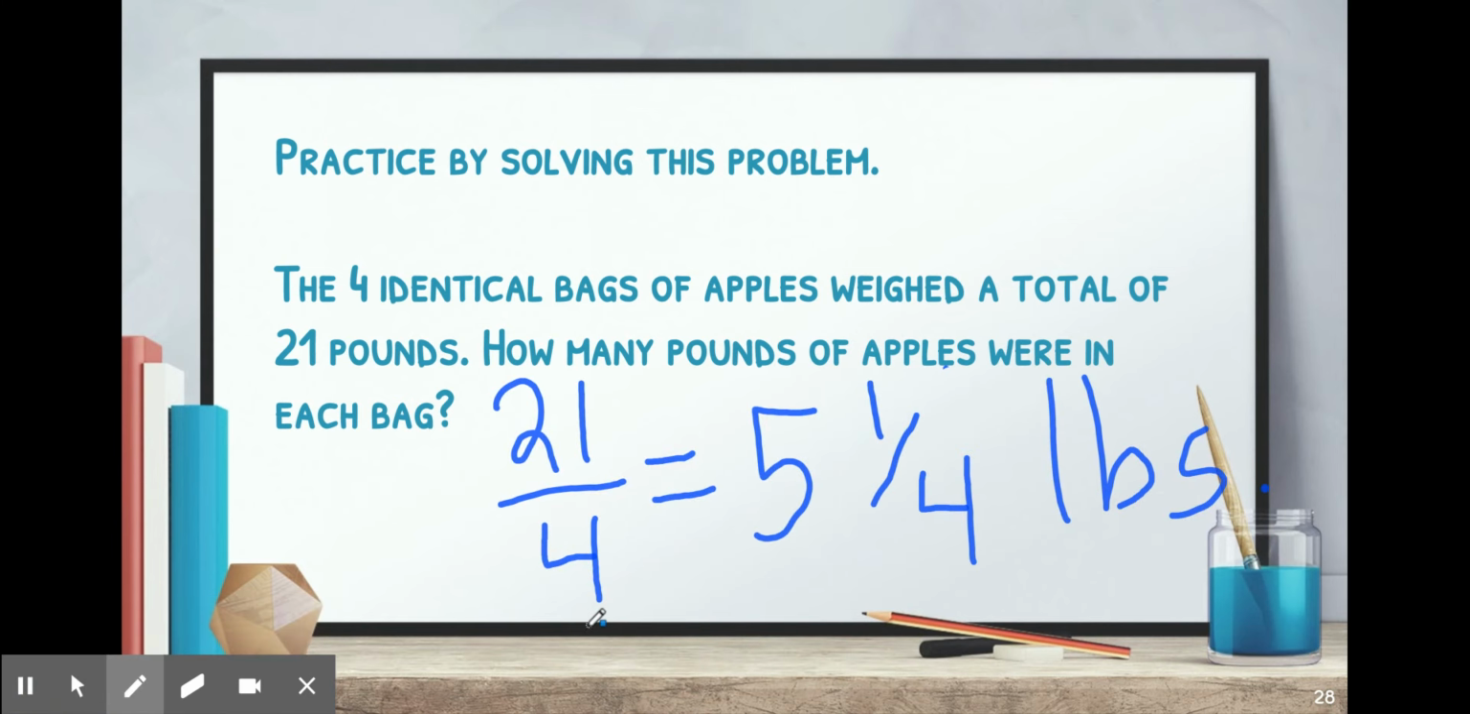This is a 21 divided by 4 problem. We have 21 pounds of apples, and that is being split evenly between those 4 bags. That would be equivalent to the mixed number 5 1/4. And of course, we labeled the units of measurement, which would be pounds.